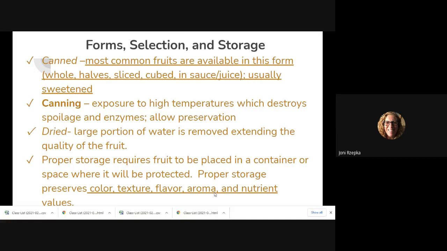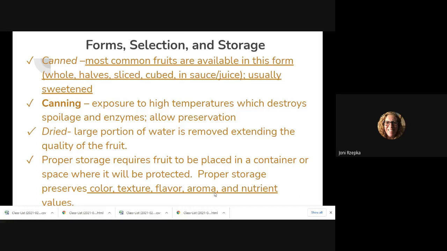Canned, mostly common fruits are available in this form. They do come in different ways, though. So you'll have some that are whole in the can. Sometimes they'll half them. Sometimes they'll slice them. Sometimes they'll cube them. I know that with pineapple, you get tidbits, which are even smaller than slices or cubes. They call them tidbits, kind of the size you'd see on a pizza or something like that. And they are usually sweetened as well. So they're adding in more sweetener than allowing the fruit to have its own flavor.